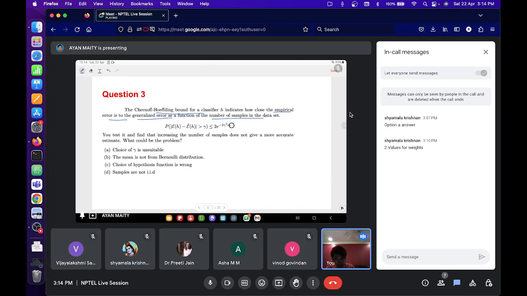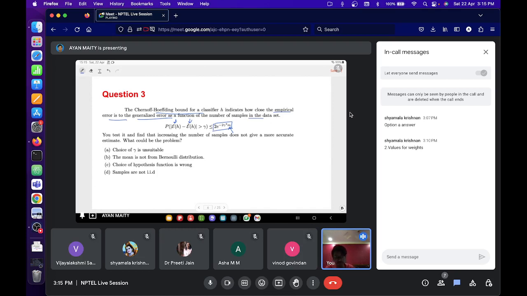Because if M increases, you can see that this upper limit decreases, and so if the upper limit decreases, these two errors, the empirical error and the generalization error, would come closer, but it is not happening when you test it. So what could be the problem with your hypothesis or your algorithm?